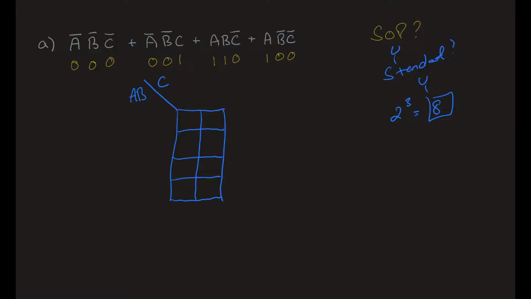So again, don't forget when we number this, 0, 0, 0, 1, 1, 1, 1, 0, 0, 1. So our first one is 0, 0, 0. So I go to 0, 0, 0. We put a 1 here. Next we have 0, 0, 1. So that's the same row, but this column. So I put 1 here. Next we have 1, 1, 0. So that's here and here. And finally we have 1, 0, 0. So 1, 0 row and the 0 column. That's it.